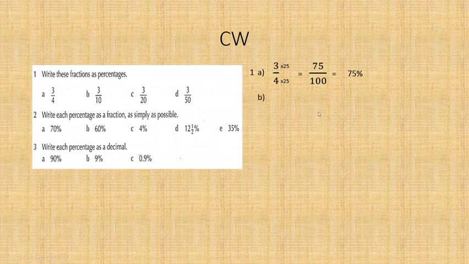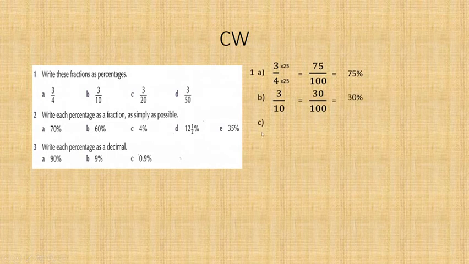Okay, question number B. 3 over 10, I need to make the denominator 100 to make it a percentage. So it's very easy. This question is very easy. I will just add a 0 down and add a 0 up. Or multiply by 10 up and down. So it's going to be 30 over 100, which is going to be equal to 30%.